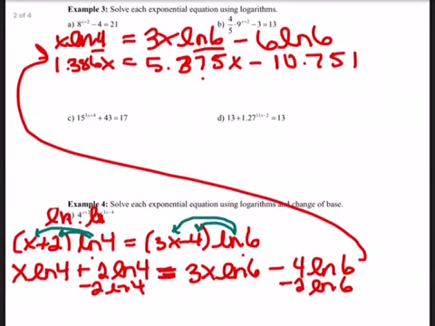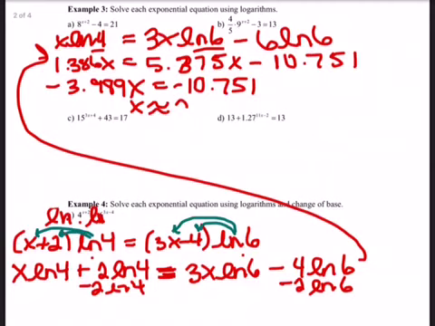So I can subtract the 5 over, so I've got 1.386 minus 5.375. So that gives me negative 3.989x is equal to negative 10.751. So I can divide both sides by that negative 3 and change. So I've got negative 10.751 divided by negative 3.989, and I get x is approximately 2.695. The hardest part about these problems really is just the fact that it's yucky numbers.